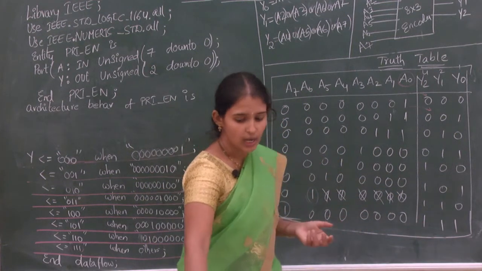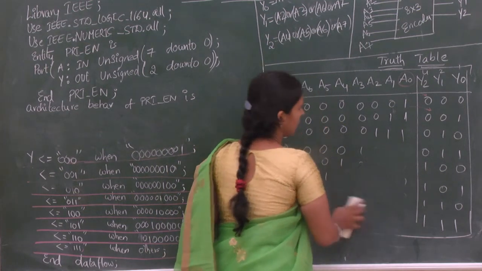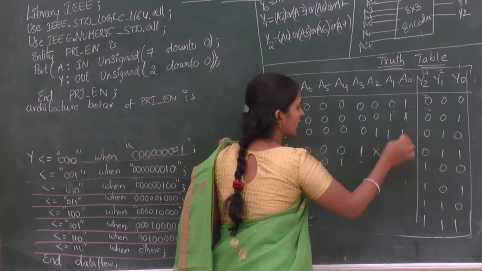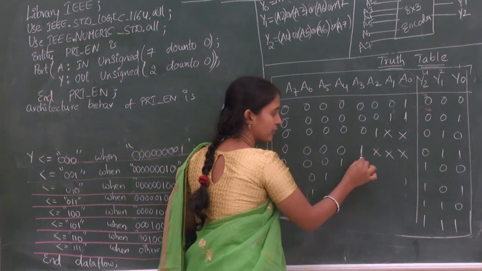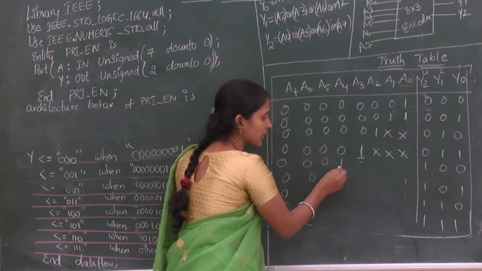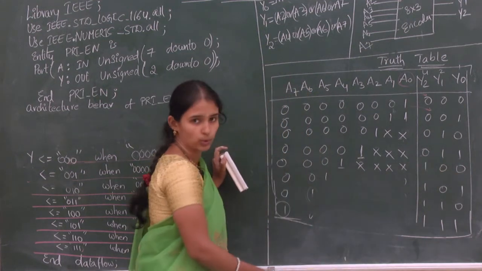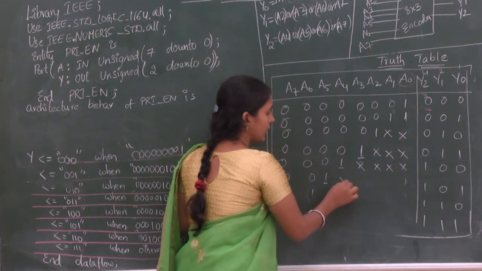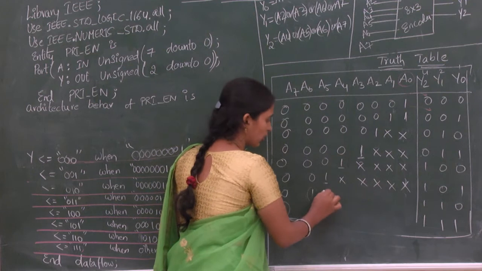So how will the truth table be? See here, if A3 is 1, irrespective of all other inputs, which might be 0 or 1, it will check first for A3. If A3 is 1, it will provide 0, 1, 1. At the same time, if A4 is 1, irrespective of any other input, it will provide 1, 0, 0 as your output. If A5 is high, the equivalent will be 1, 0, 1, irrespective of any other input.